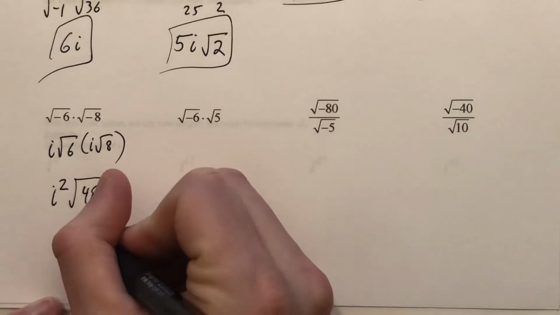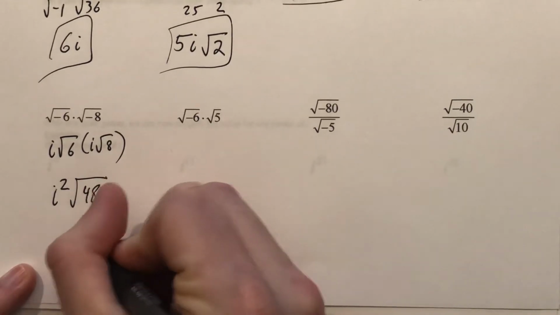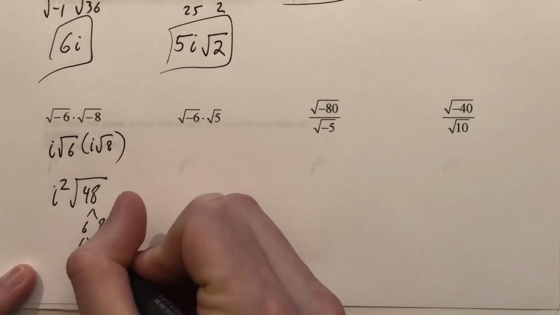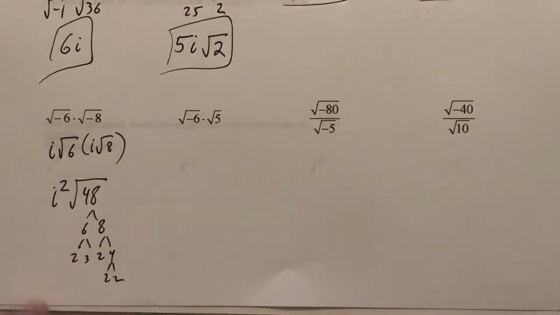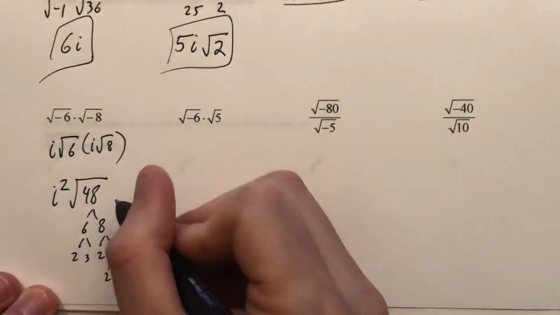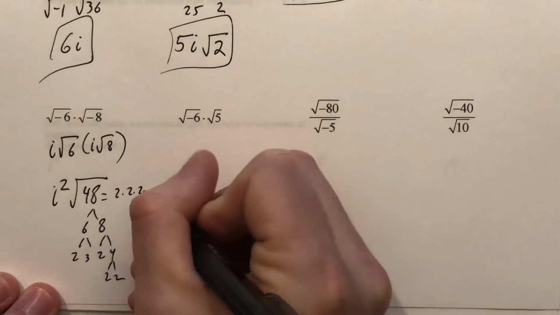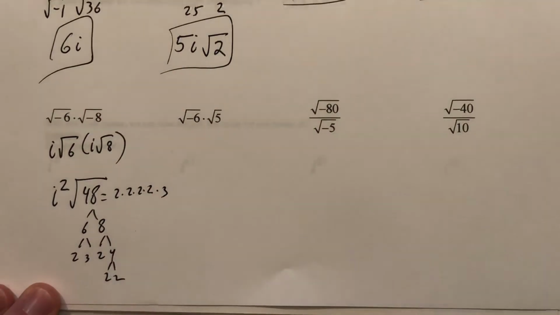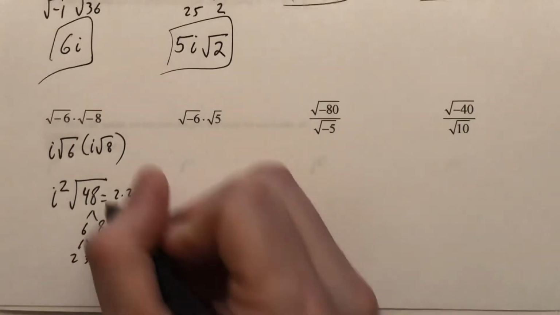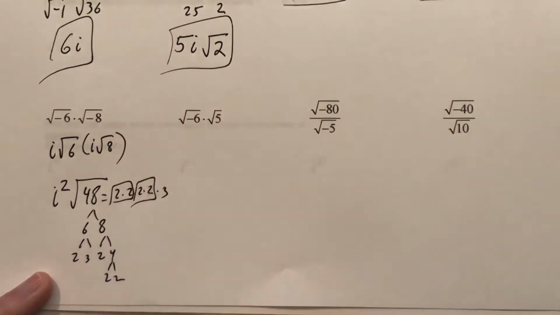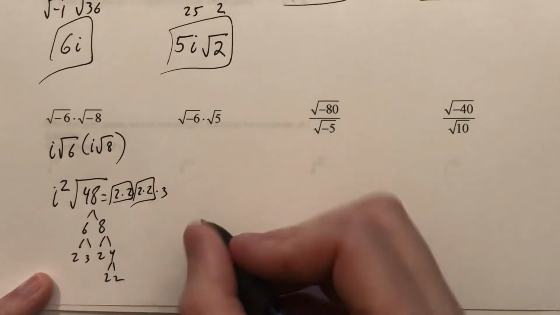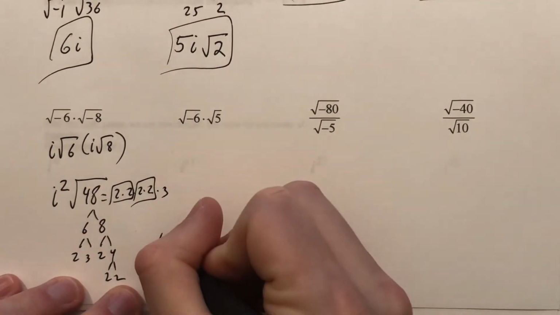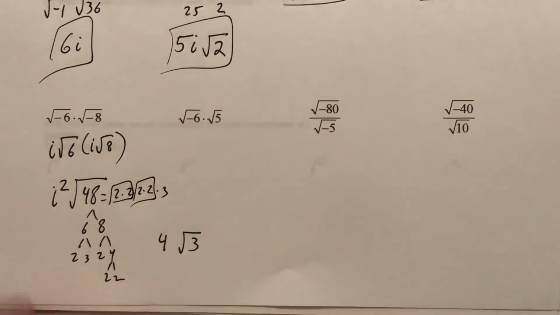Let's break 48 down to 6 and 8, so 2 and 3, 2 and 4, so 2 and 2. So 48 is 2, 2, 2, 2, and a 3. Okay? So that would mean a 2 can come out and another 2 can come out. So the square root of 48 turns into 4 with a root 3 on the inside.